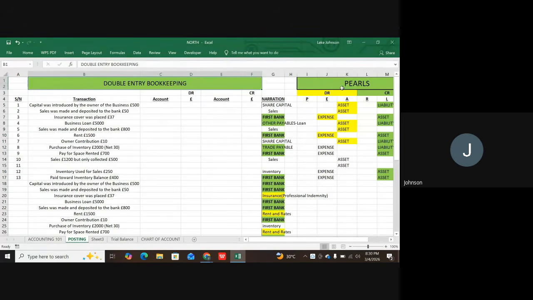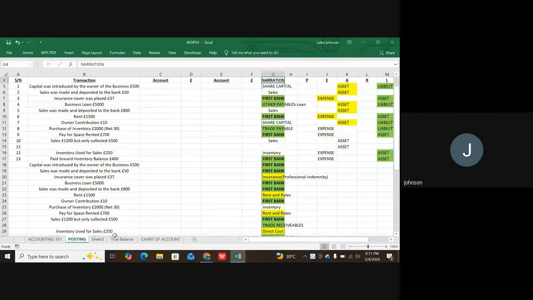Then the next thing I also did is the same thing for pairs. I also merge it. Then here I have serial number. I have the transaction, okay, as it is happening. You also need to capture it over here. Then the next thing is that you know that for every transaction, two accounts are going to be affected. One account is going to have the debit, and the other account is going to have the credit. Then another thing, I put an extension here, which I call narration. So this narration now is going to help us to be able to link whatever we've done on our double entry over to our trial balance.